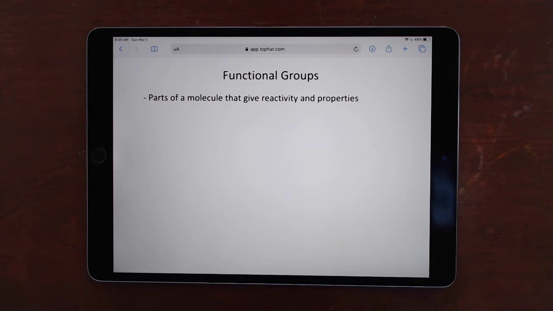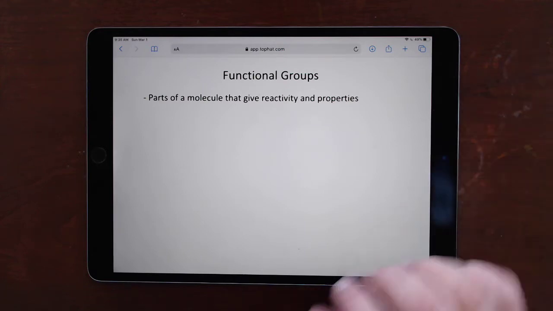So these are the parts of the molecule where the chemistry typically happens, either right around that spot. But it also gives it quite a few of the properties.